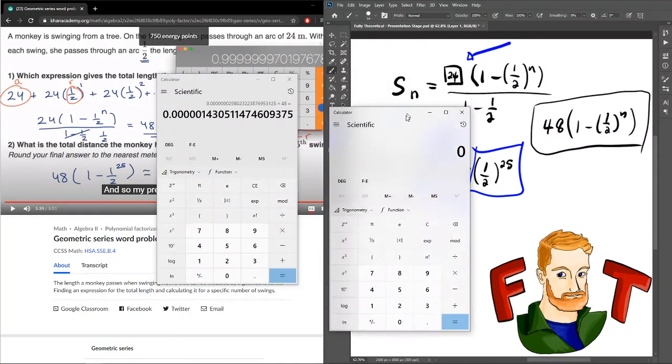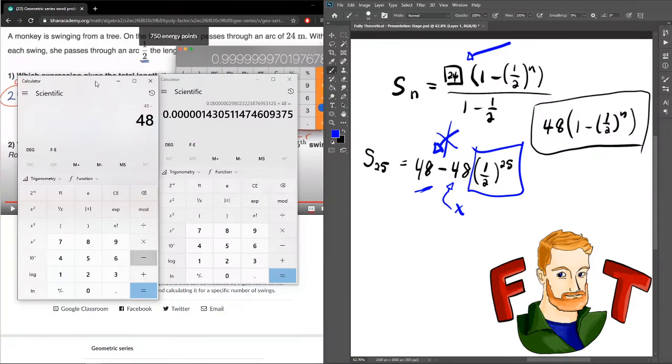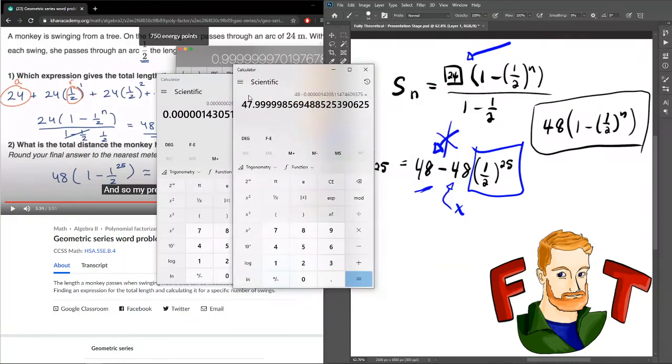So let's grab the other calculator here. So now we just take 48 minus 0. How many do we have here? 1, 2, 3, 4, 5. So 1, 4, 3, 0, 5, 1, 1, 4, 7, 4, 6, 0, 9, 3, 7, 5. And that's our answer. I'm not writing that down. I have a feeling that he didn't even bother to do the calculation on it. That's a rounded example.